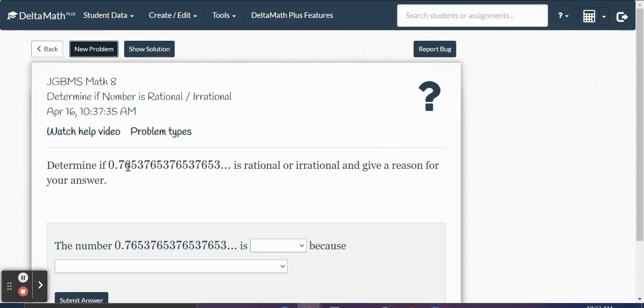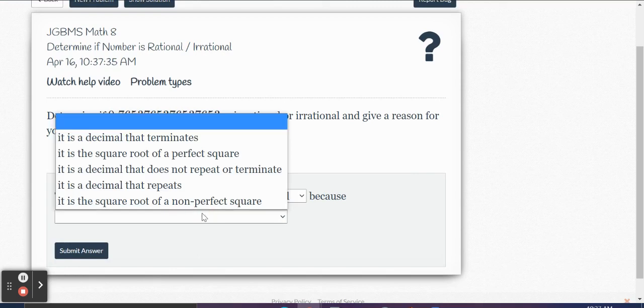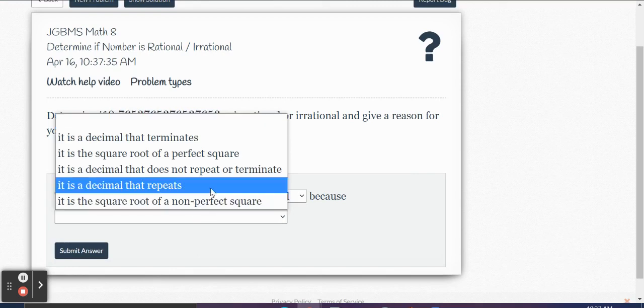Let's take a look at more. All right, this one is 7653, 7653, 7653, 7653. So this one repeats and it goes on forever. So it is rational because it is a decimal that repeats.